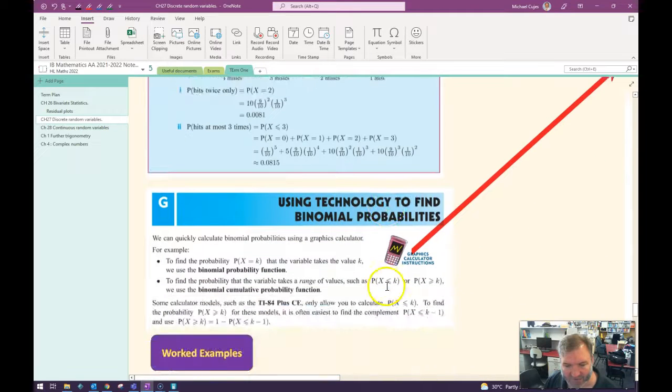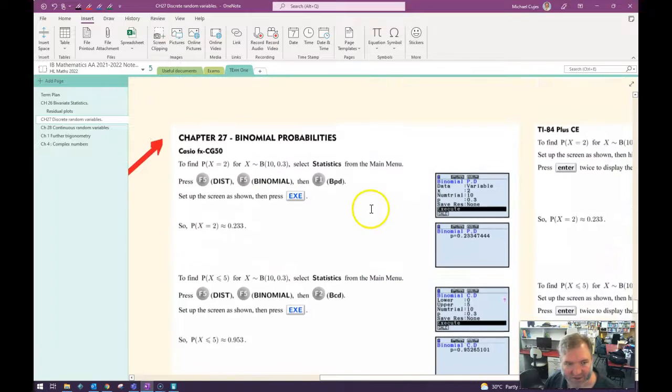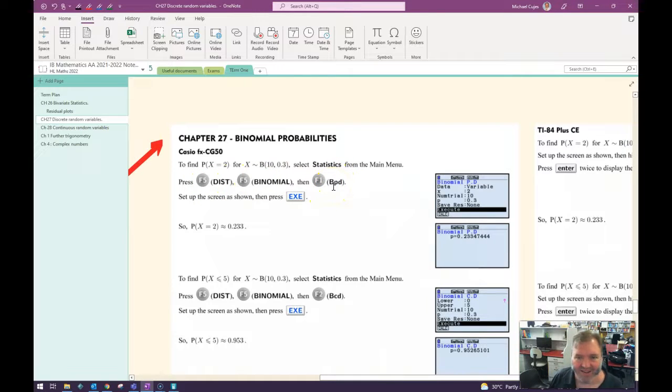Using technology to find binomial probabilities, I've got the calculator instructions there as well. Easy enough to do, the TI is over there as well. So you go to Stats, you choose Distribution, Binomial. When you're looking for just one value, BPD, it's a specific value, but this is a binomial probability distribution, so it's finding an individual probability. You can just do it straight away on your calculator.